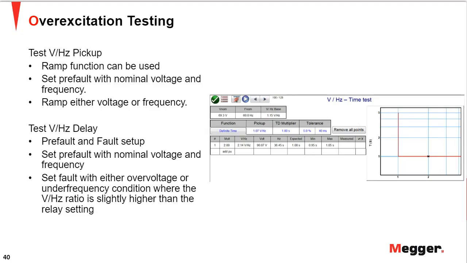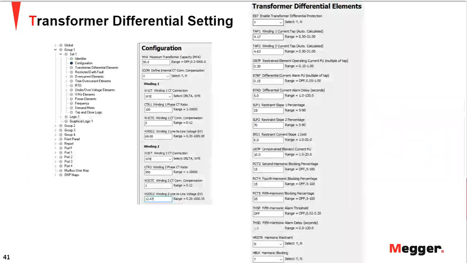It's a definite time. So all you do is basically set up a pre-fault with nominal conditions, and you have a fault state wherein it will inject the 2 times or 3 times or whatever multiple you choose, so inject the signals for the overexcitation test. And again, you could do this with overvoltage or underfrequency, however you choose to mimic that pickup level of different overexcitation conditions. So next we have the transformer differential.